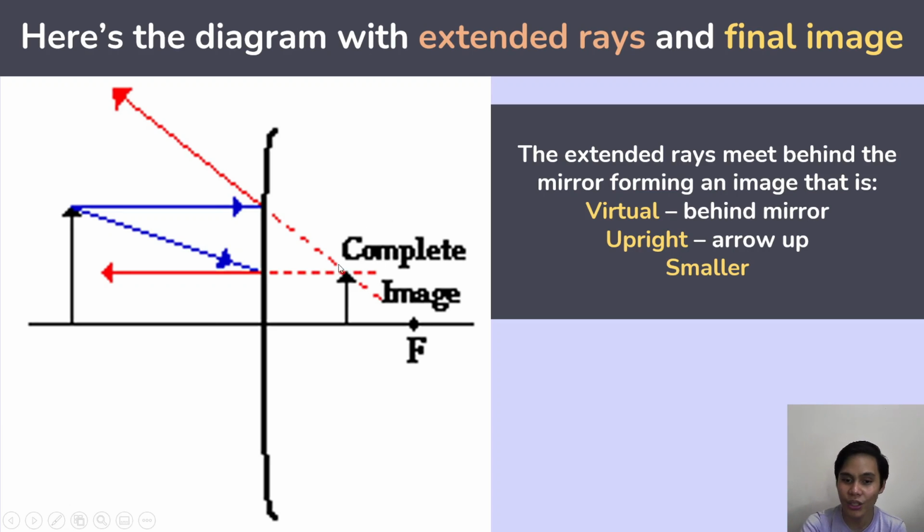Now, your final image in this case, since it's behind the mirror, is virtual. It's upright since your arrow will point upwards to go to the intersection, and it's smaller than the object. You can see here that it's literally a smaller arrow. So it's virtual, upright, and smaller.